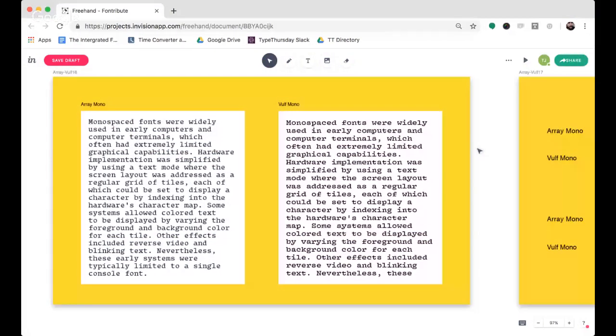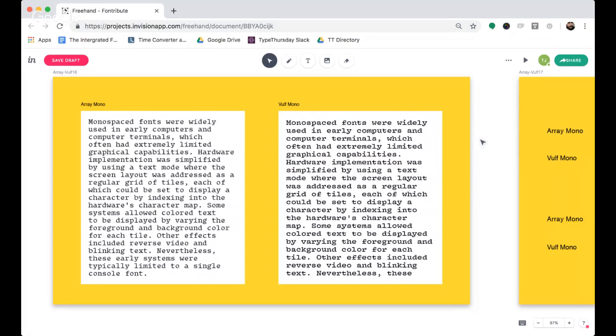All right, so here we are. We have our settings. So let's see what our interpretations are for it. Again, their weights were adjusted to match similar x-heights. Array Mono is a lighter weight typeface in general. The regular weight is lighter compared to Vulf Mono. We can see that very quickly.